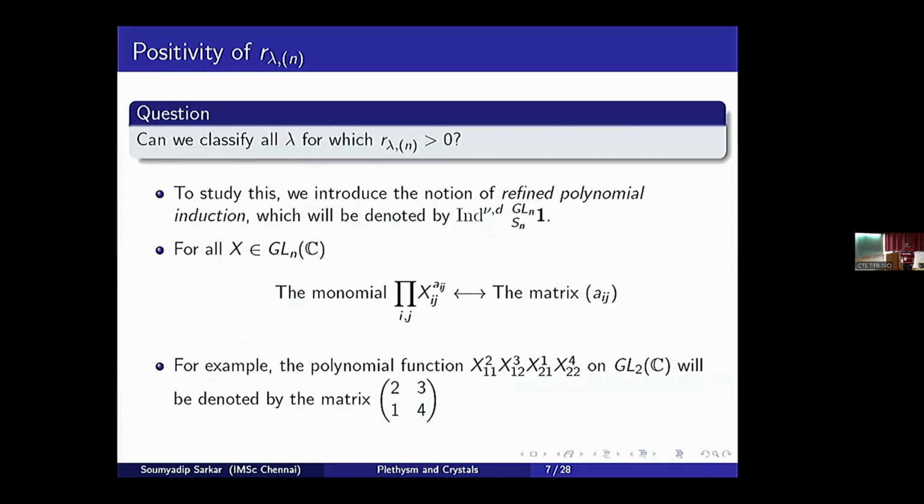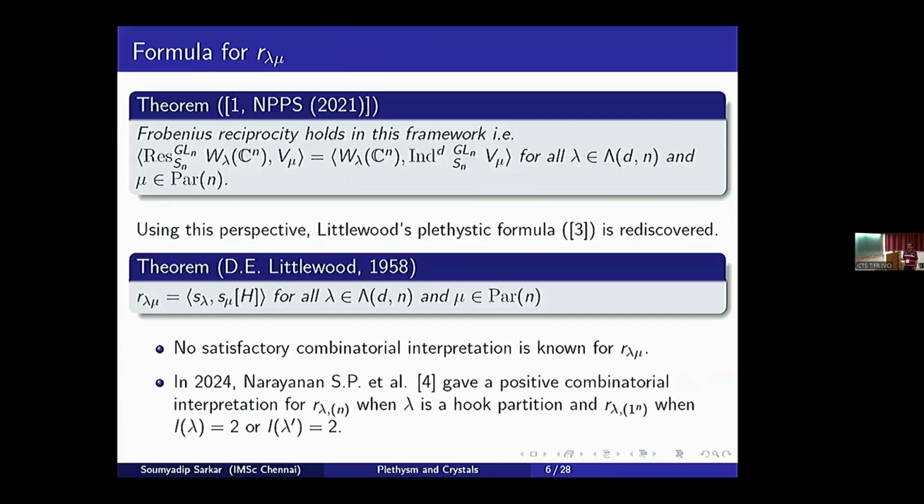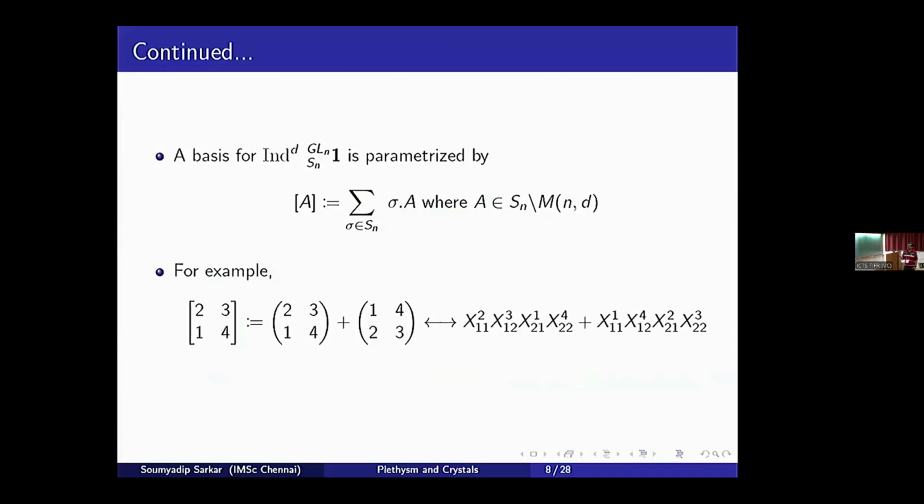Just looking at this definition, these are basically all functions which are invariant under row permutation. Right? So that is why a basis for this Ind_d from S_n to GL_n of the trivial representation is parameterized by the set of all matrices whose entry sum is d, modulo the permutation of rows.